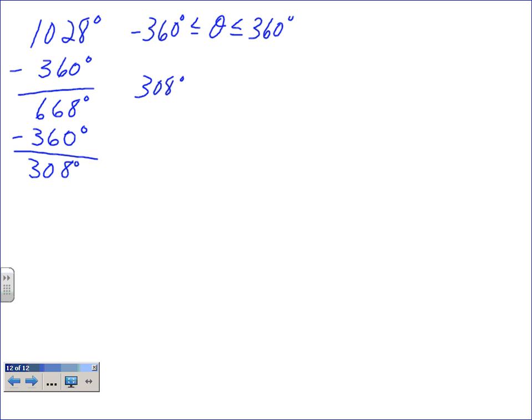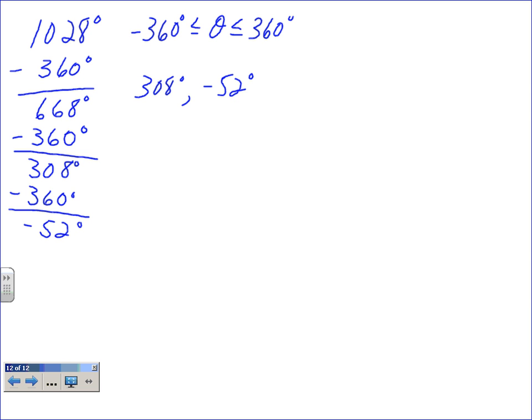And let's find the other. I'll subtract another 360 degrees, and I get negative 52 degrees, which is also here. Now, if I subtracted another 360, I'd be out of my range again. So if it's over 360, you're going to have two of them, but if it's within that range, you're only going to have one.